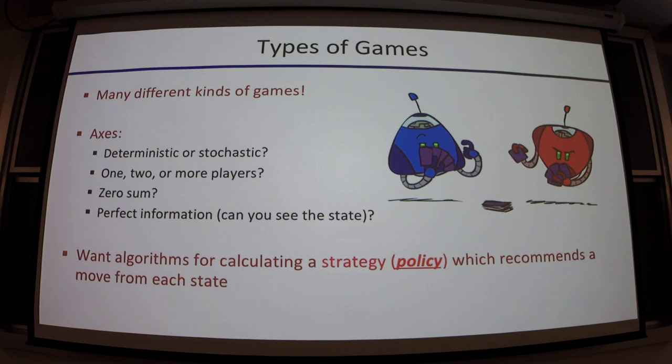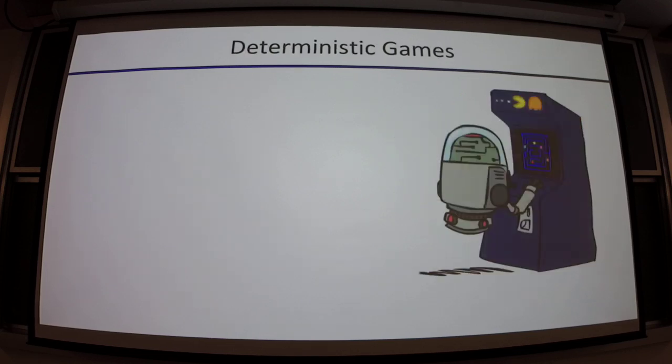Okay. So we want our algorithms to calculate a strategy, which we're going to formally call a policy, which recommends a move from each state. This policy is an important concept, so we'll formally define it here in a second. But we're going to talk about deterministic games for now. There's many formalizations possible, but let's start with this.